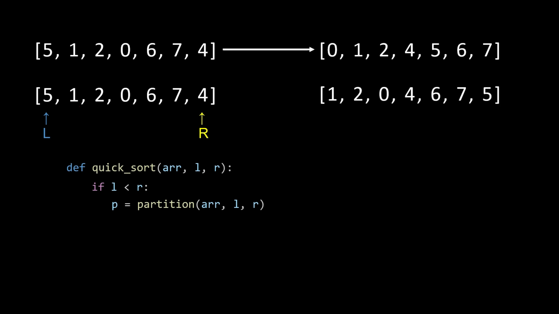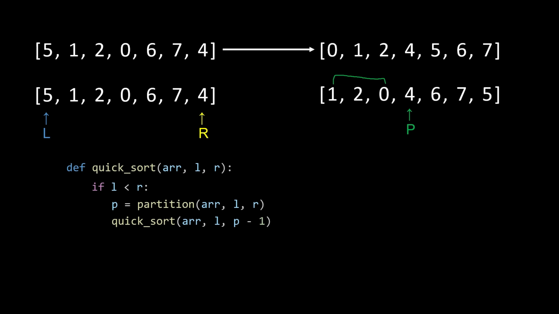So as you can see, it arranged all the values less than the pivot to the left of the pivot right over here, and all the values greater than the pivot to the right of the pivot right over here, and the pivot is in the middle, like so. Now what this function does is it just returns the index of the pivot, which in this case is going to be 3.